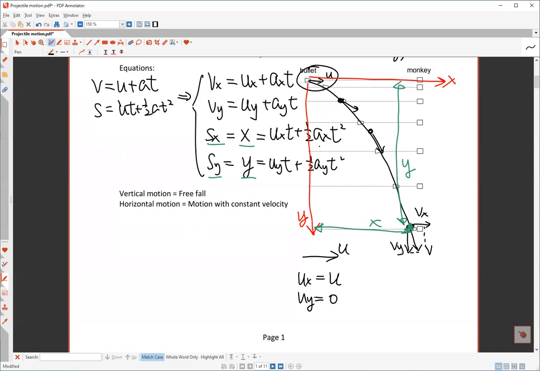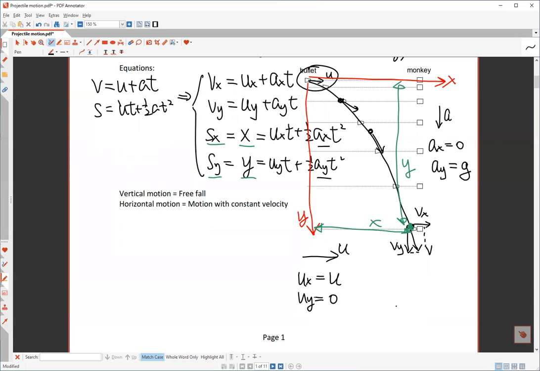And then the acceleration is ax and ay. But we know that the acceleration is always vertically downwards. So that means ax is zero. There's no horizontal acceleration because the acceleration is downwards. And the vertical acceleration will be just equal to g.